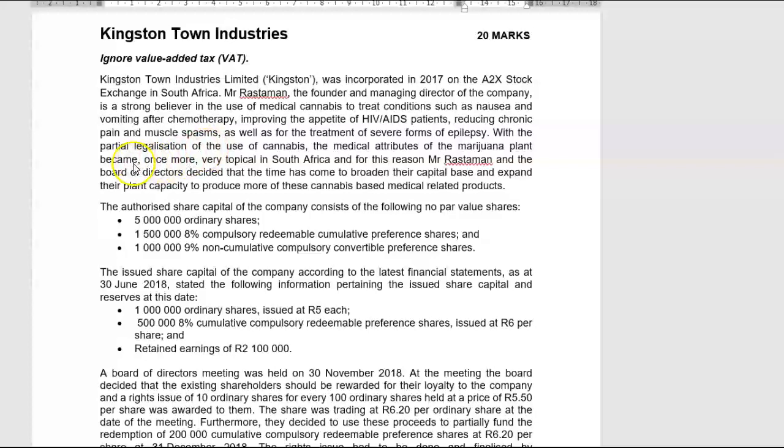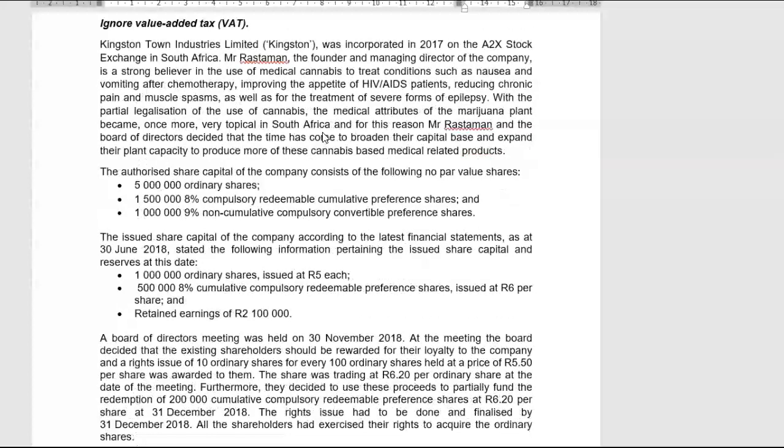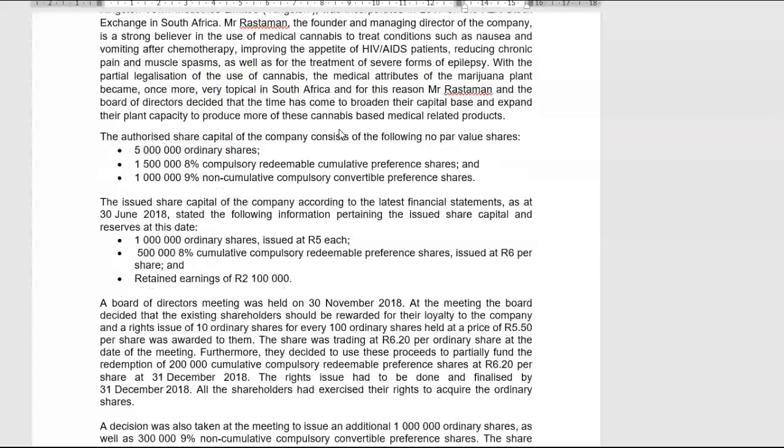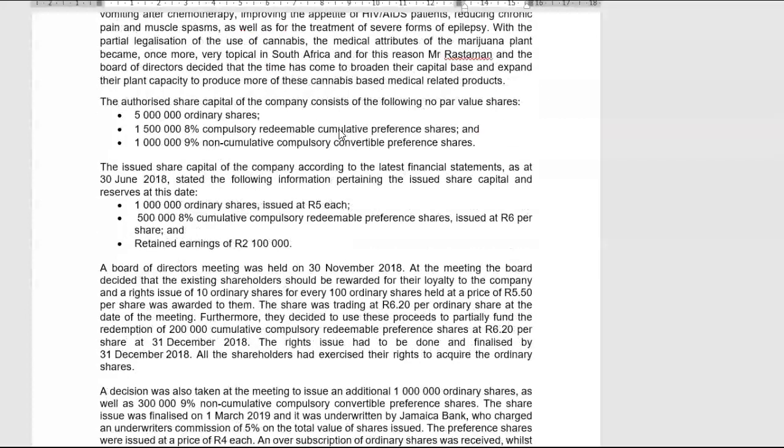Mr. Rastaman, the founder and managing director of the company, is a strong believer in the use of medical cannabis to treat conditions such as nausea and vomiting after chemotherapy, improving the appetite of HIV/AIDS patients, reducing chronic muscle pain and muscle spasms, as well as for the treatment of severe forms of epilepsy. Within the partial legislation of the use of cannabis, the medical attributes of the marijuana plant became once more very topical in South Africa. For this reason, Mr. Rastaman and the board of directors decided that the time has come to broaden their capital base and expand their plant capacity to produce more of these cannabis-based medical-related products.